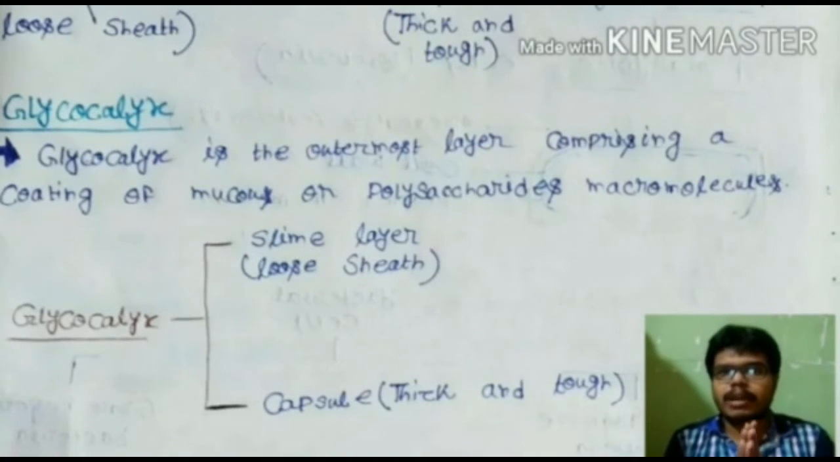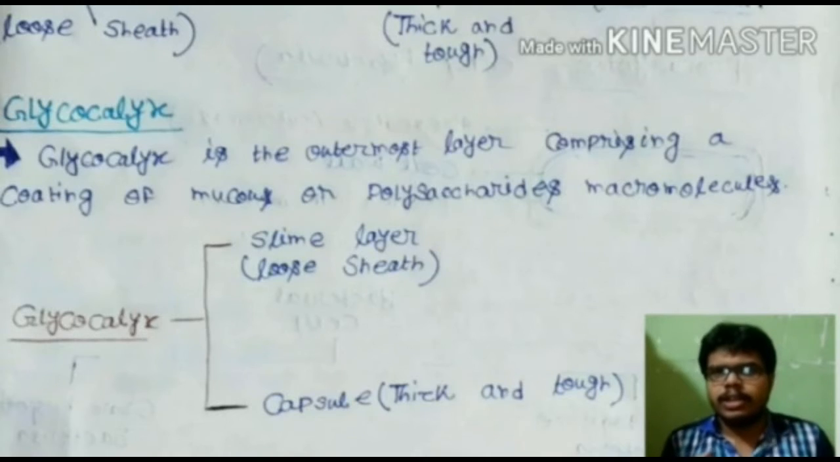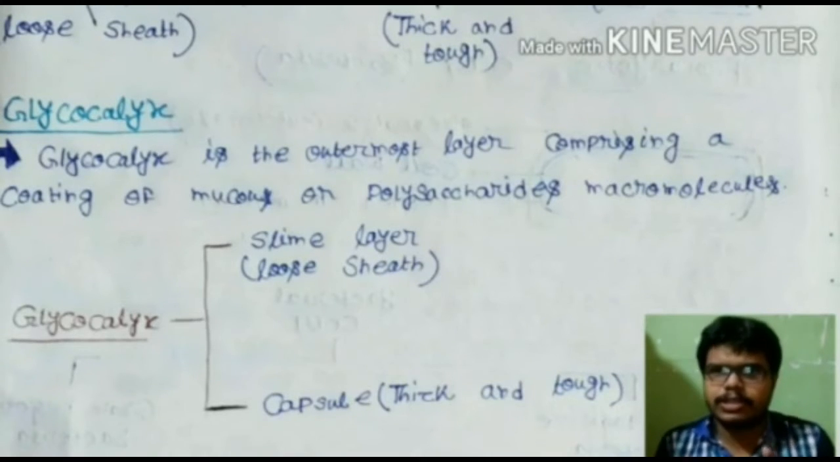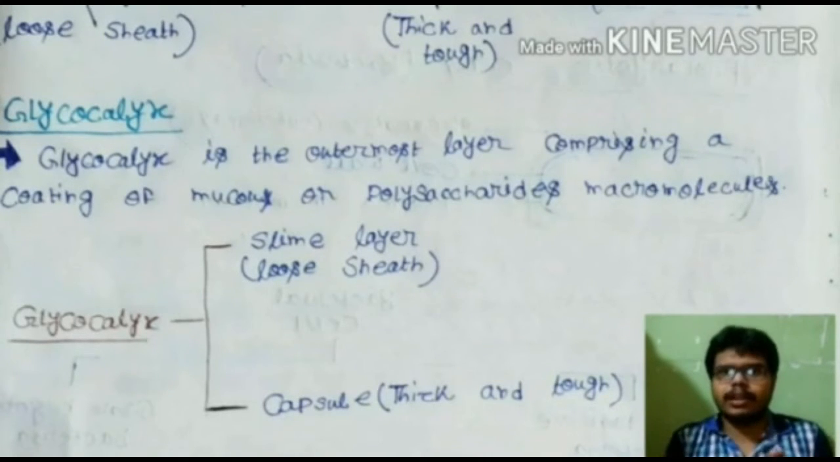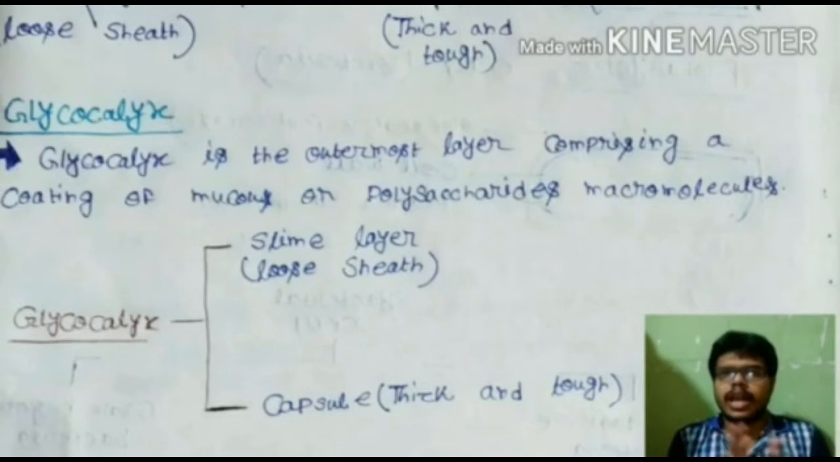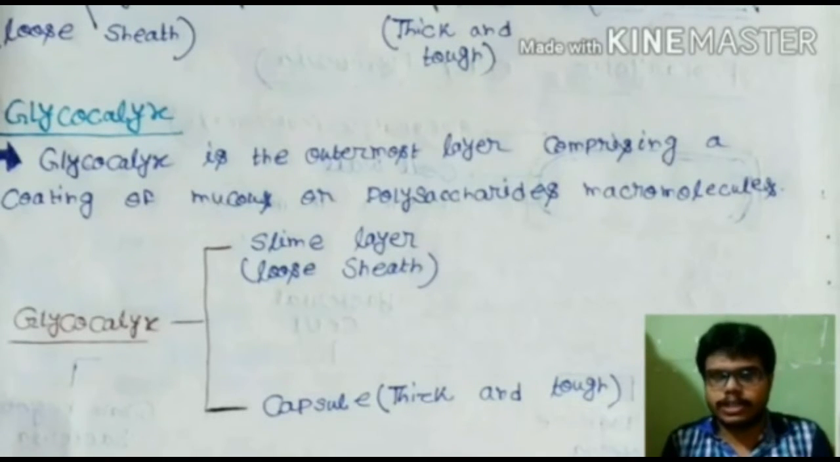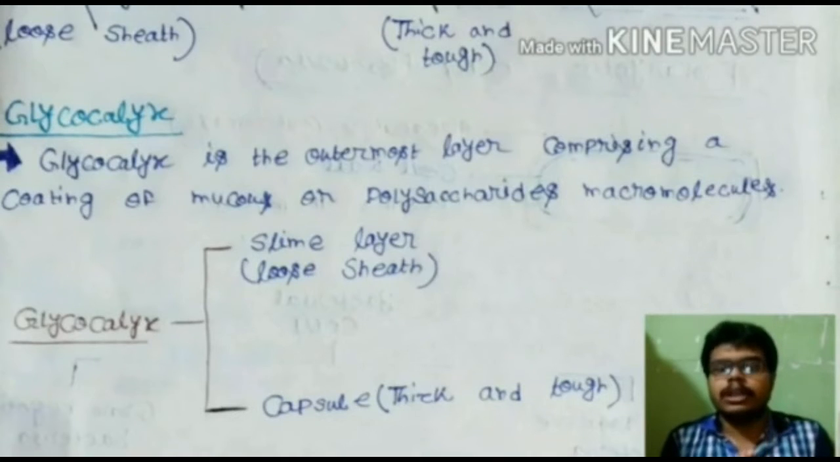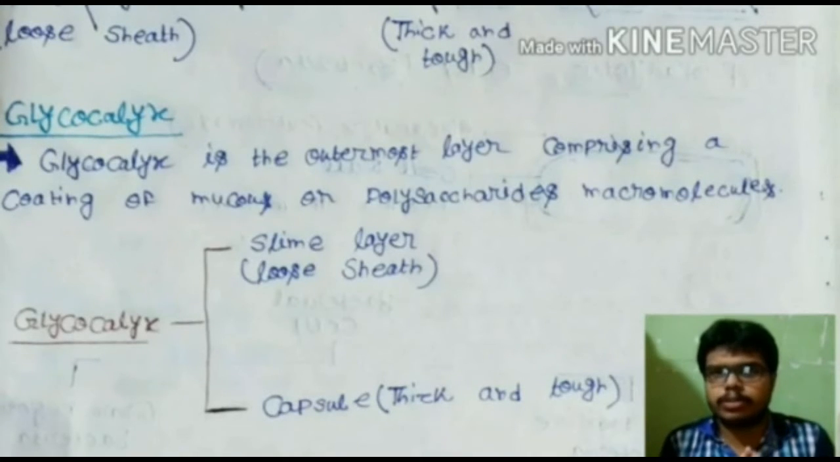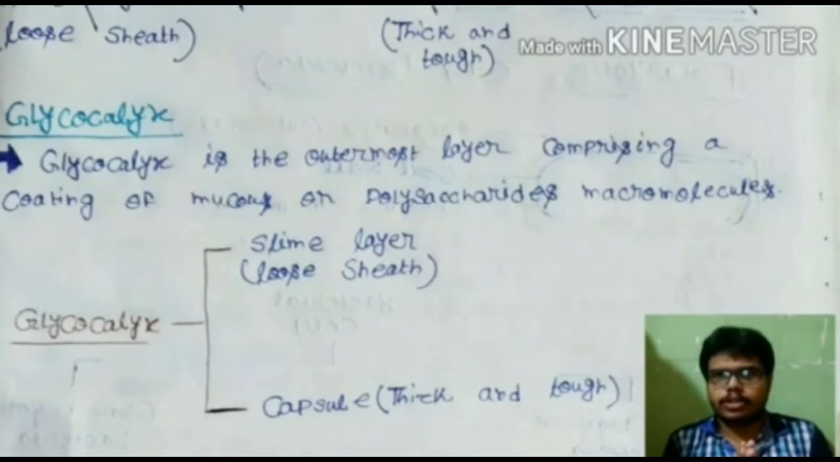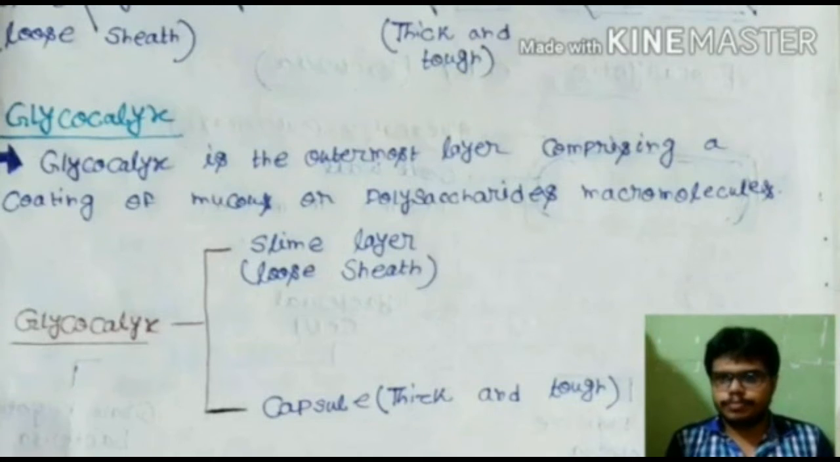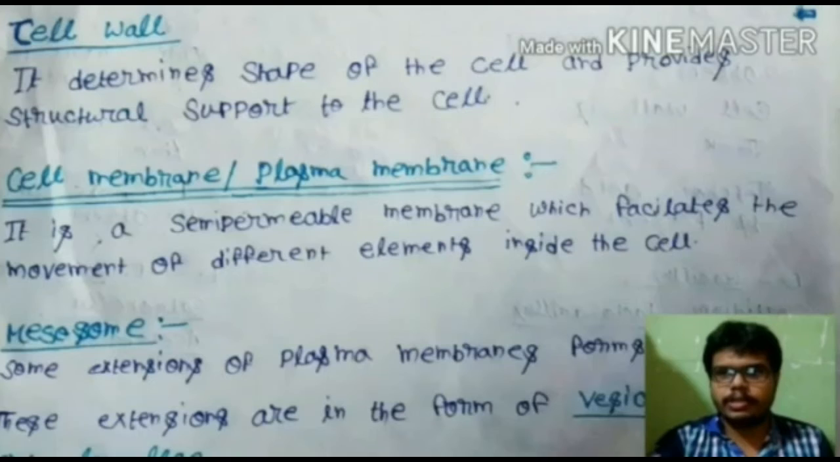The first type is the slime layer. It's a loose and sheathy layer. Due to its slimy appearance, it is known as the slime layer. Another type of glycocalyx is the capsule. It's a thick, tough layer covering the cell, and is known as the capsule. These two types of glycocalyx are shown here. Then we will proceed again.